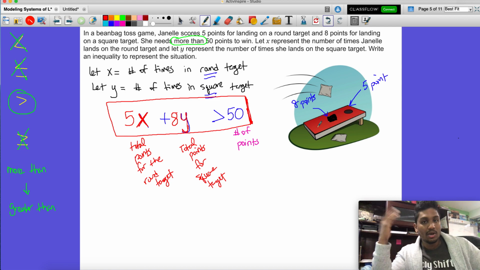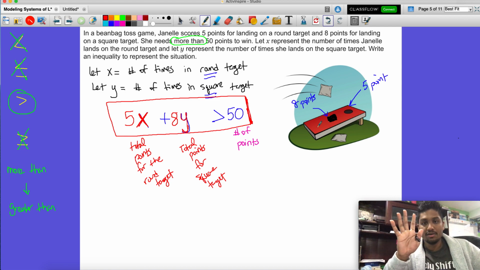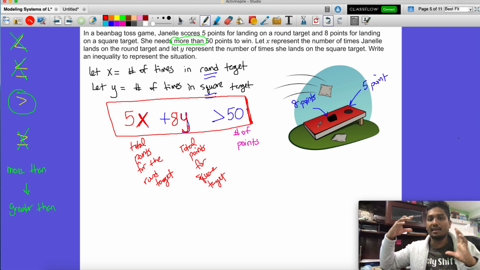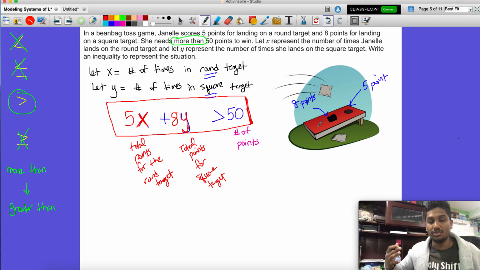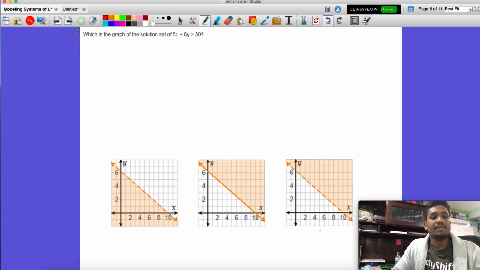Now, if you had a graph, we could totally graph it and see the different combinations that we could use in order to get more than 50 points, but they're not asking that of us, so we're going to keep it like this. All right, so this one now is, what is the graph of the solution? Again, we aren't going to be graphing, but we're going to be rearranging and then trying to find a graph. So here we have 5x plus 8y is greater than 50.